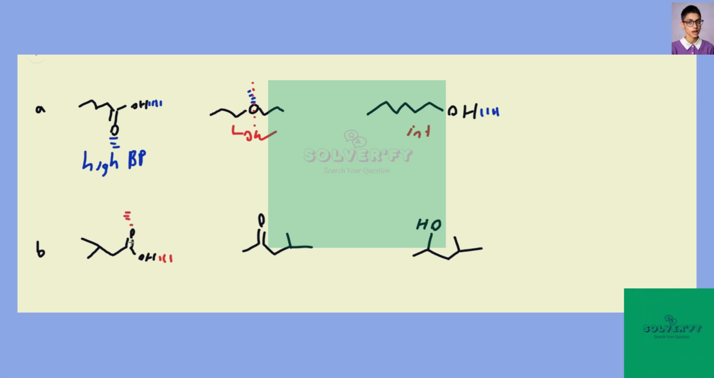Now, using that same logic for group B, we can see that this carboxylic acid has obviously two hydrogen bonding sites, while each of these can only do one. So right off the bat, we can say that this is going to have the highest boiling point. And now what about these two?